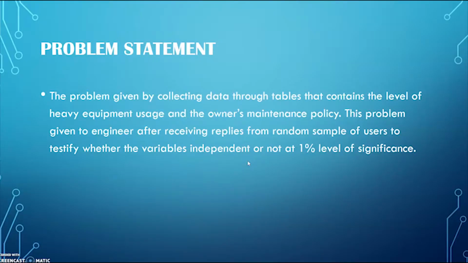So, what is our problem statement? The problem is given by collecting data in tables that contain the level of heavy equipment usage and the owner's maintenance policy. This problem is given to an engineer after receiving replies from a random sample of users, to test whether the variables are independent or not at 1% level of significance.